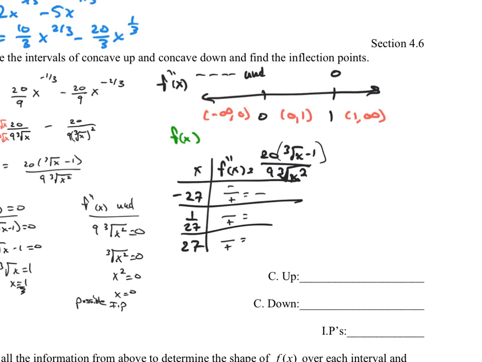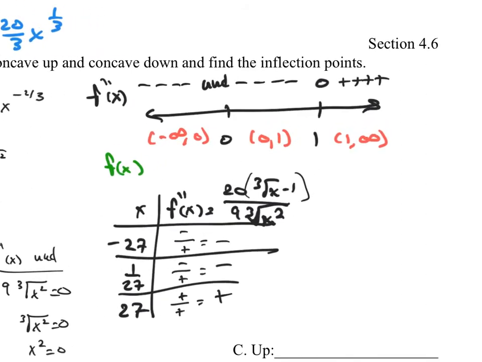1/27, well, the cube root of that would be 1/3, minus 1 would be negative, times 20 would be negative. Negative over a positive is negative, so my second derivative on that entire interval is negative. My third interval, 27, cube root of that's 3, minus 1 is 2, times 20 is positive. A positive over a positive is positive.